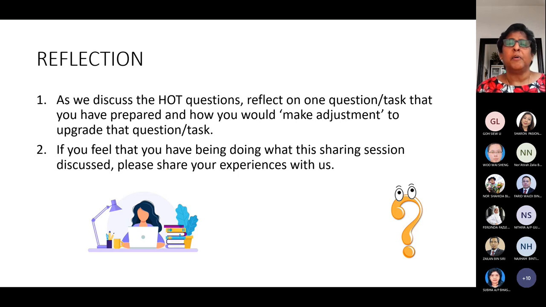Okay, the other thing is performance tasks and projects. Many of us prepare tasks which are demanding and challenging, and we consider that a project. Okay, but there is a slight difference. I'm not saying performance task is worse off or project-based learning is better or whatever it is. These are two different things that you actually can do when we're talking about higher order thinking, okay?